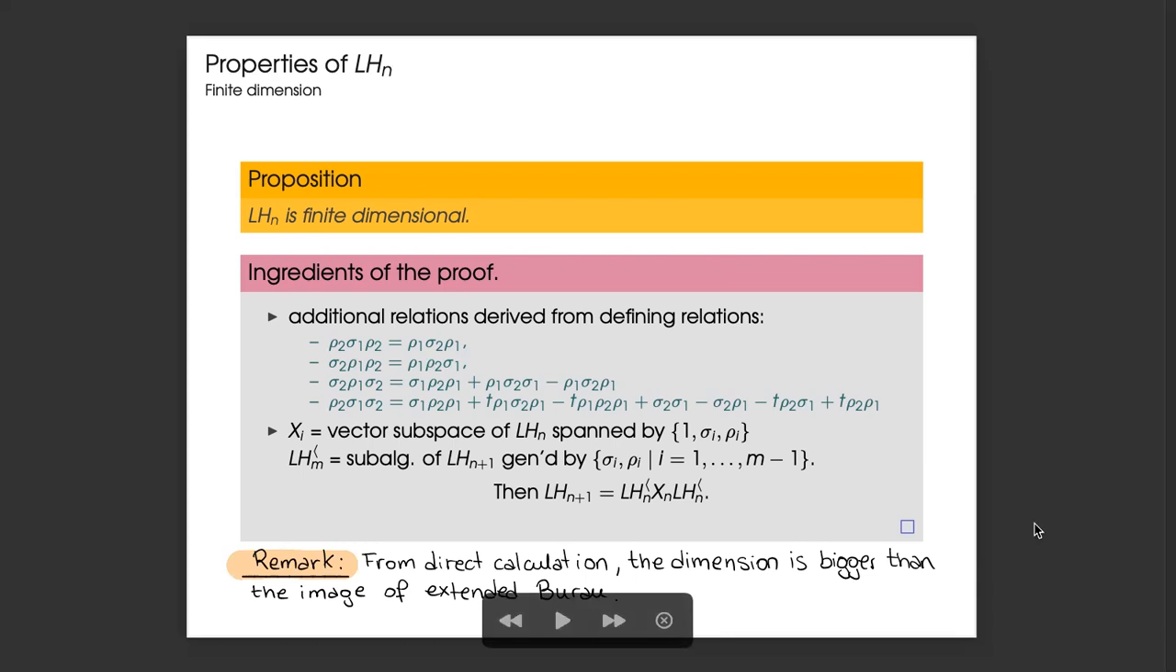So one thing that we can say about this is that the dimension is bigger than the image of the extended Burau representation. This is good news. We have something that is bigger than Burau, and yet something that is probably not crazy huge. We know the dimension of these algebras for low levels because we computed it with computer programs. So with our kind of naive approach of just plugging in some relations, we fell on an algebra which was of an interesting dimension.